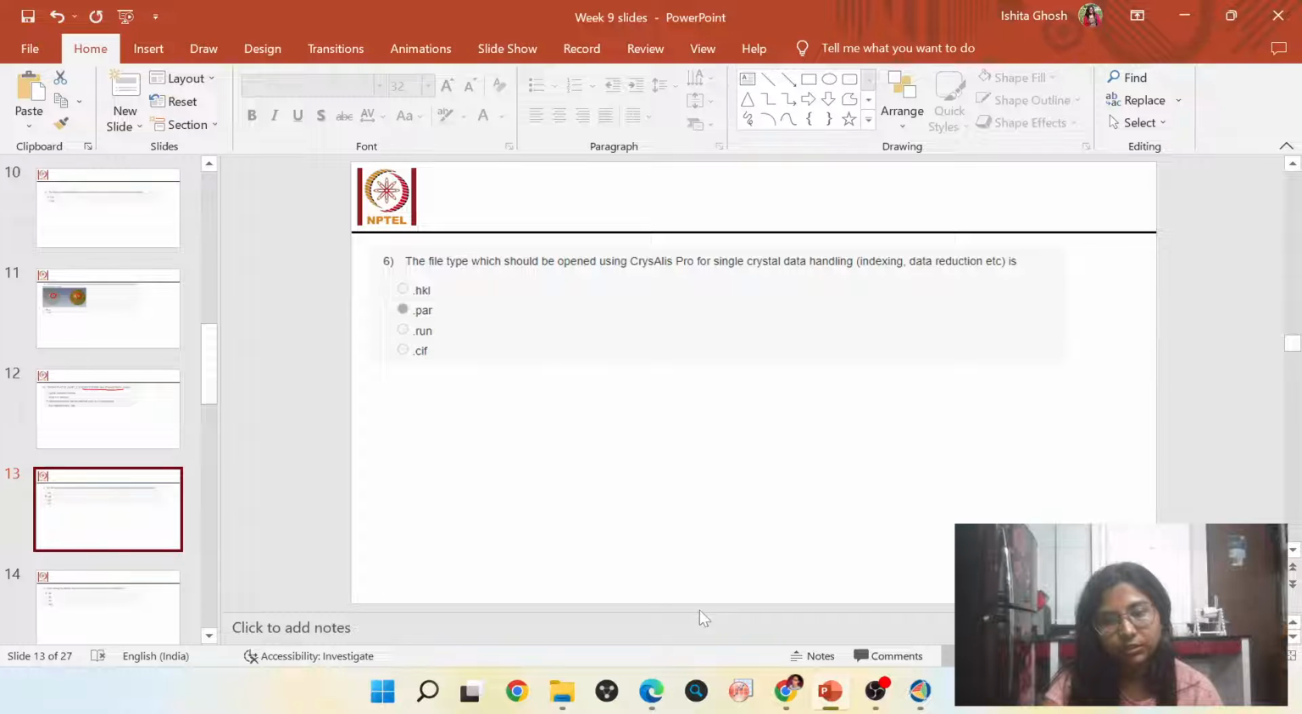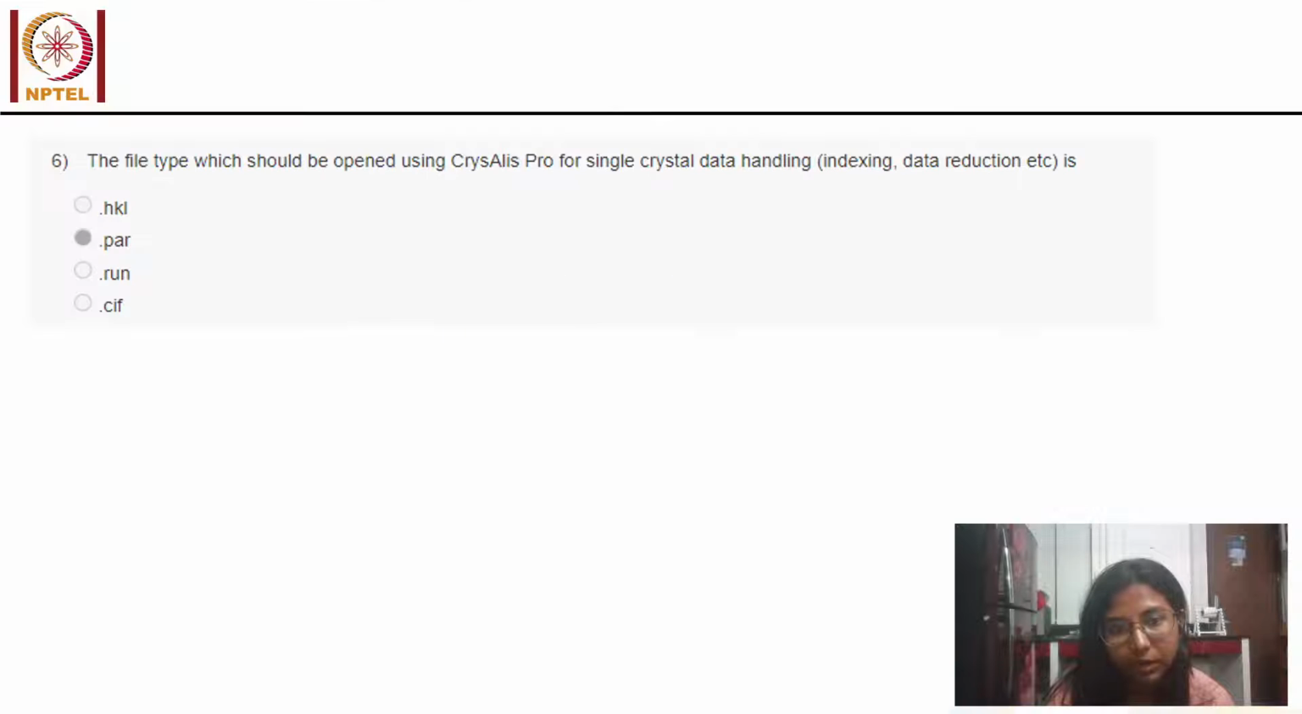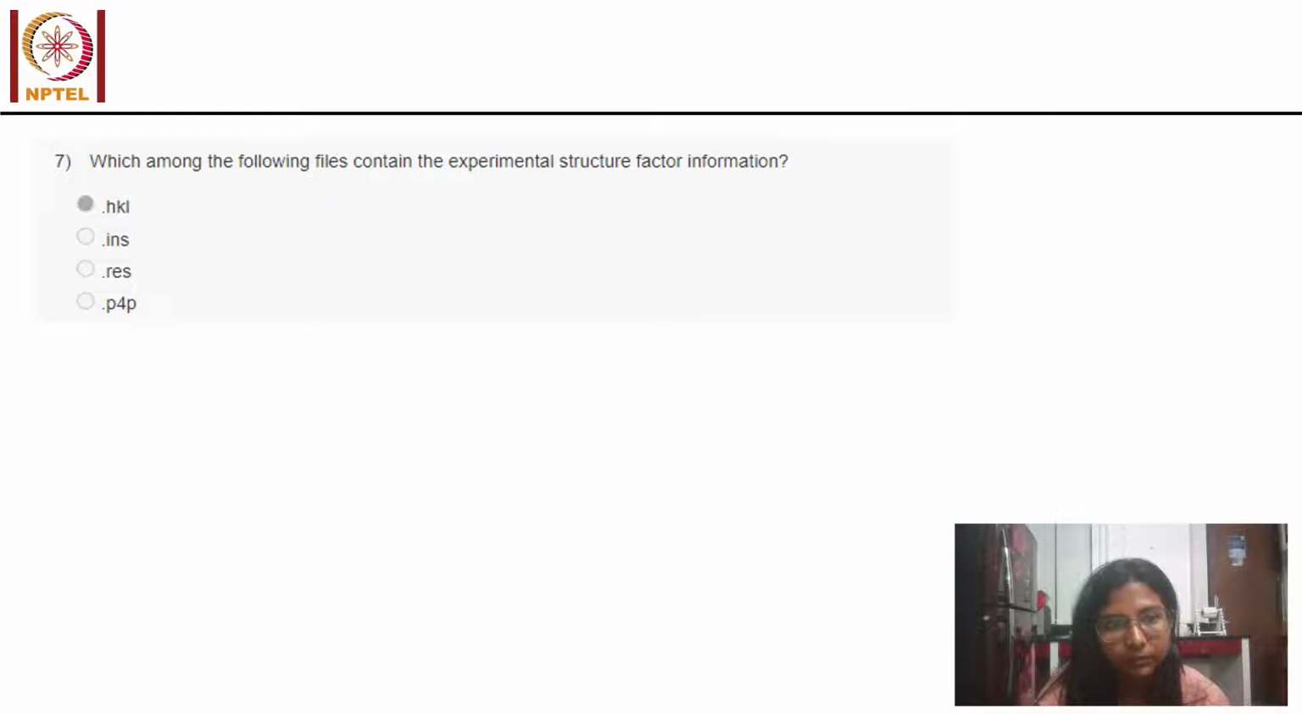So in the question, the file type which should be opened using Chrysalis Pro for single crystal data handling, like indexing and data reduction, is the .par file. Okay, so the answer will be the .par file. Then, which among the following files contains the experimental structure factor information? It will be the .hkl file, which opens in OLEX2 mainly.